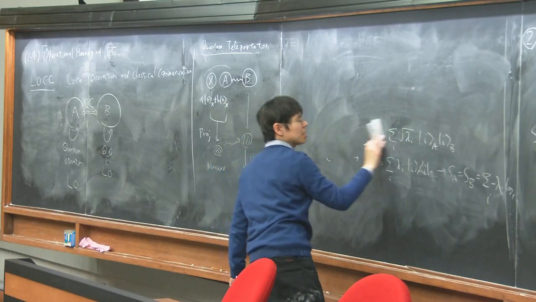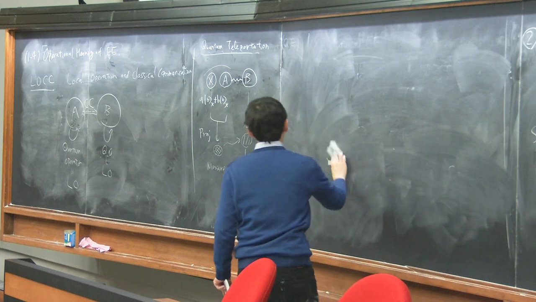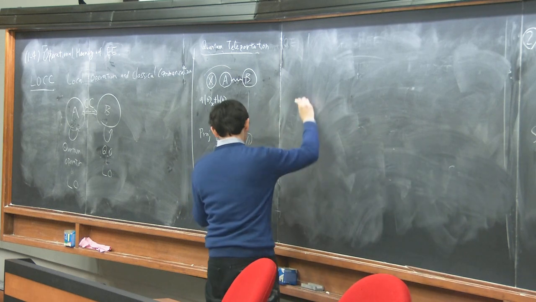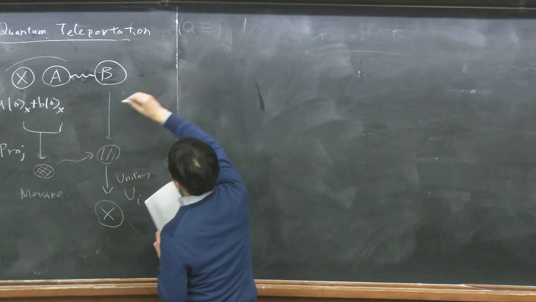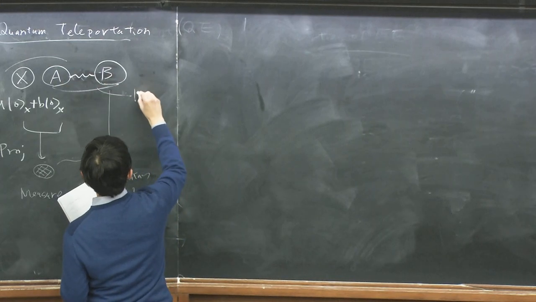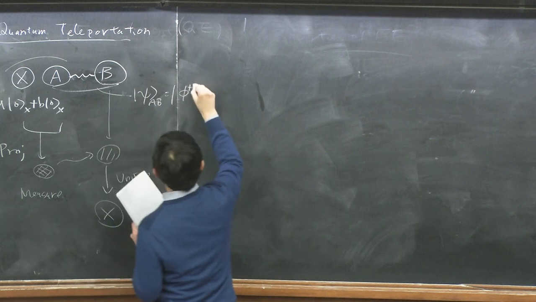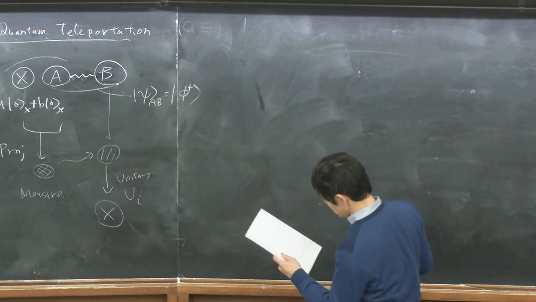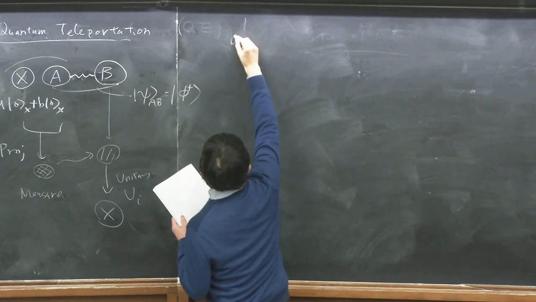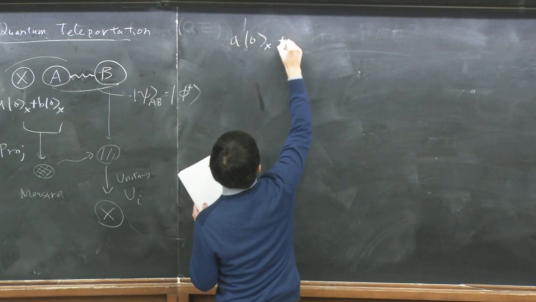This is actually mathematically obvious if we look at the wave function in this system. We start with AB being maximally entangled. That means the AB state is this psi plus, this Bell pair, which we defined there. So we are thinking about the total system like this.